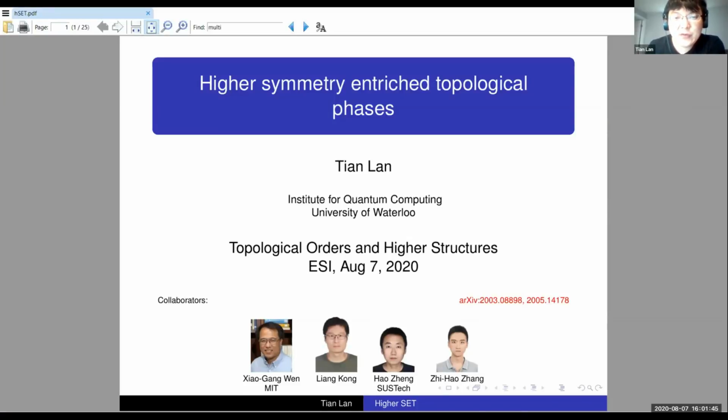Okay, so the first thing I want to do is give a proper definition for this higher symmetry. And let's begin with a reflection of what we know in ordinary quantum systems. So when we say a quantum system is described by a Hamiltonian H and a Hilbert space V, when we say it has some symmetry, we really mean there's a group. It acts on the Hilbert space.